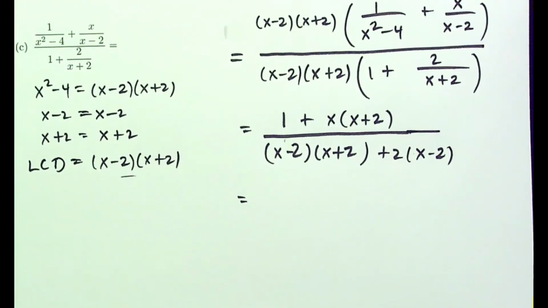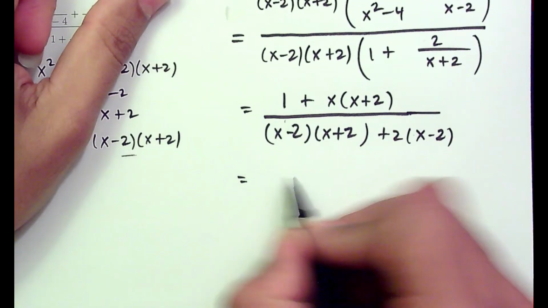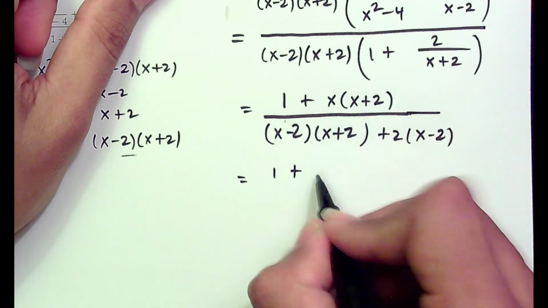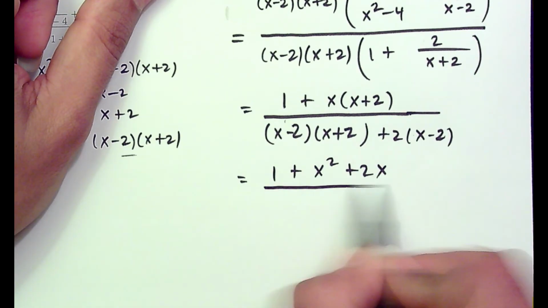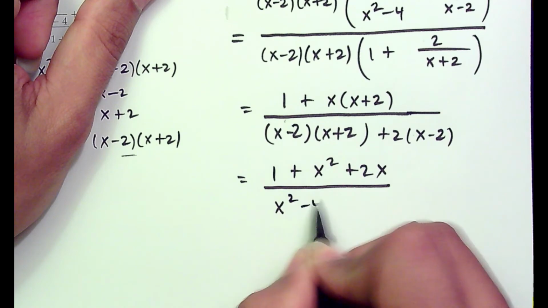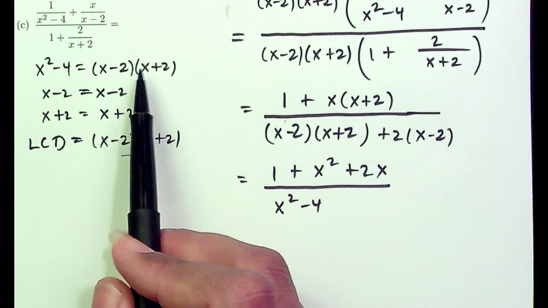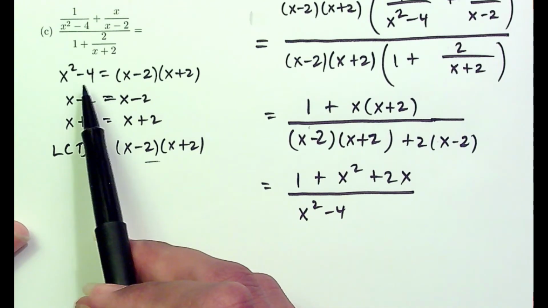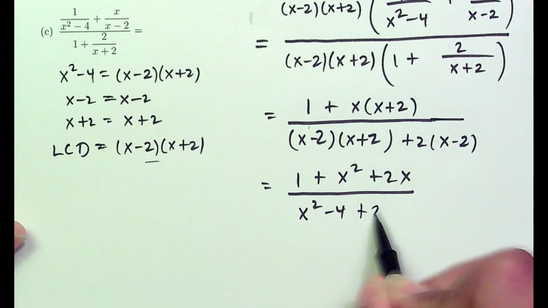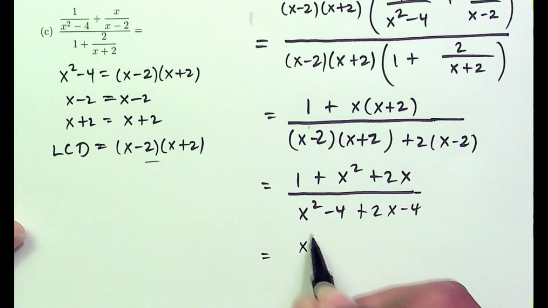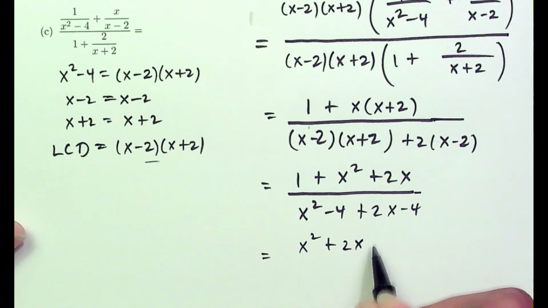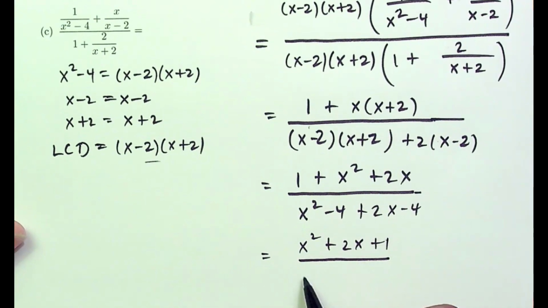And now we need to simplify this as much as we can. Let us see, distributing here, this is x squared plus 2x. The FOIL in this, that's x squared minus 4, and you don't really have to FOIL it because that's the same as this, which is x squared minus 4. And then this is 2x minus 4, distributing that one. And then putting everything in order, this is x squared plus 2x plus 1. And on the bottom, you have x squared plus 2x minus 8.